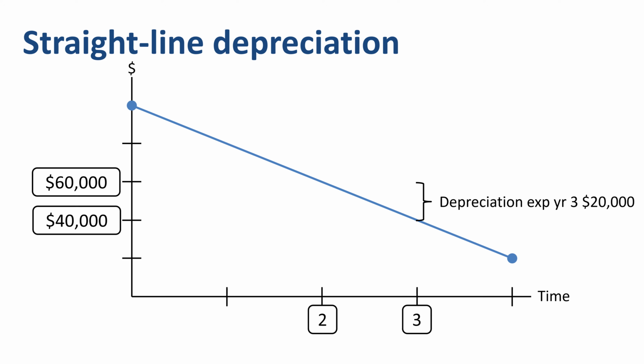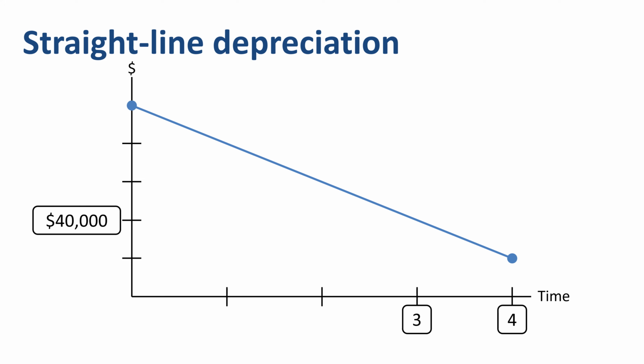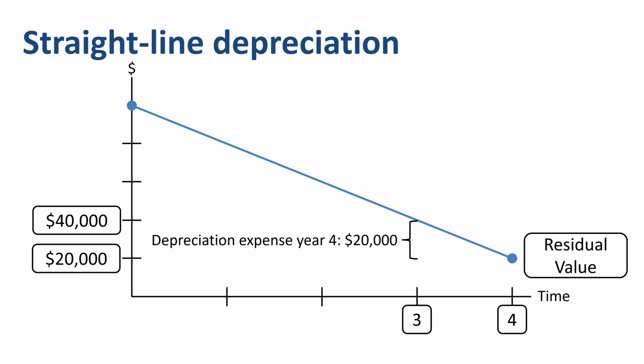end of year 3. And then in year 4, depreciate the last $20,000 to end up at the residual value of $20,000, by which point the asset is taken out of service and hopefully sold for an amount close to the expected $20,000.